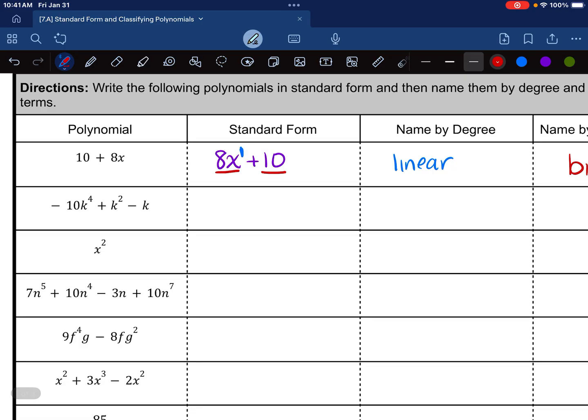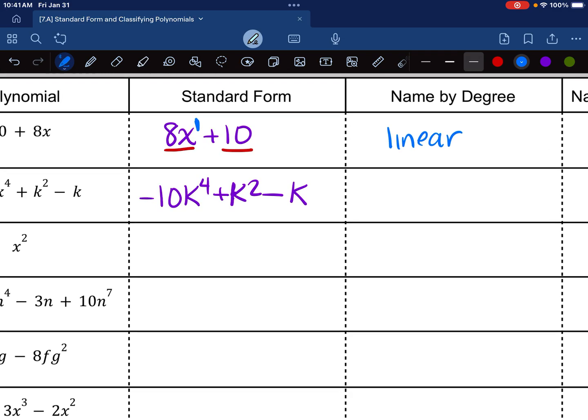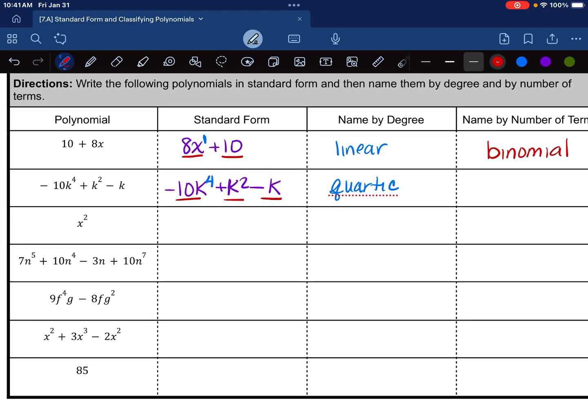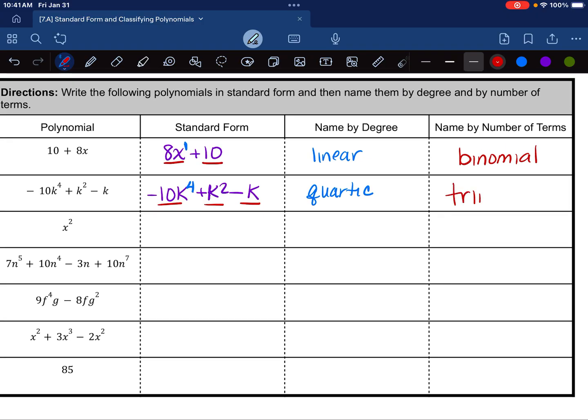Okay, so this one has an exponent of 4, then 2, then 1. So this one's already in standard form. Now, when I'm going to figure out the name by degree, I'm only looking at that first one, that leading degree. So degree 4 makes this quartic. And I have 1, 2, 3 terms, which makes this a trinomial.